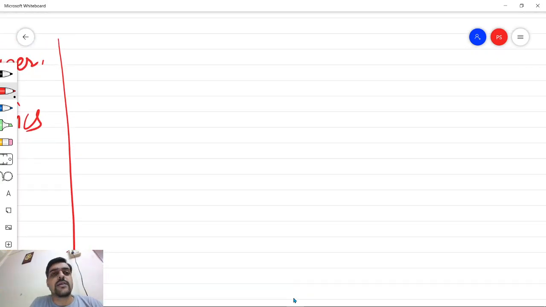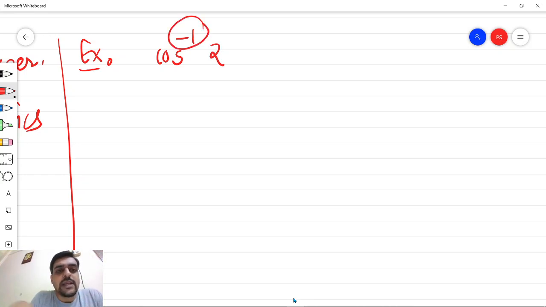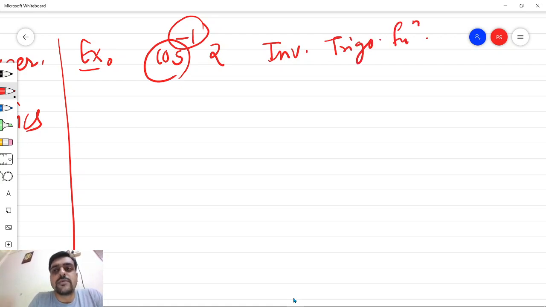We will start directly with an example. So if we are asked to find out what is the value of cos inverse of 2, now this is an inverse trigonometric function whose value we are supposed to find out. So in order to do that, let us assume that cos inverse of 2 is just z.